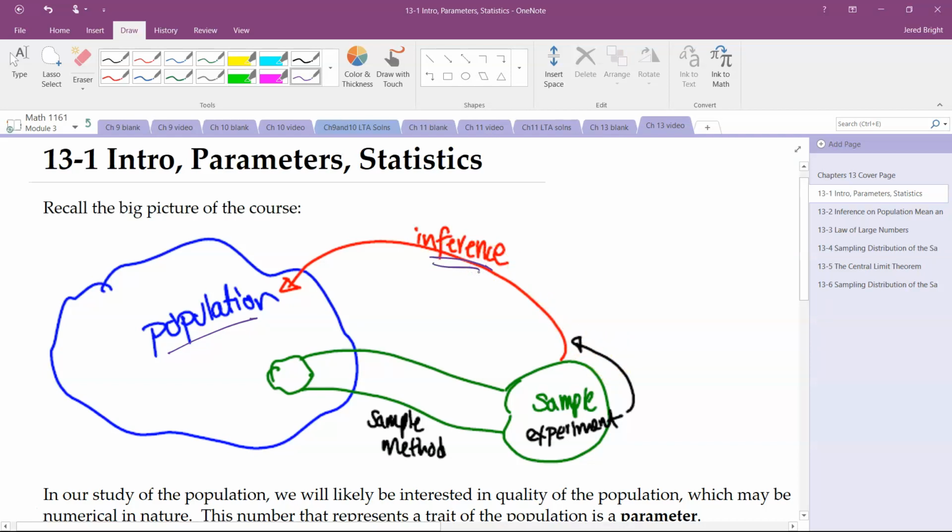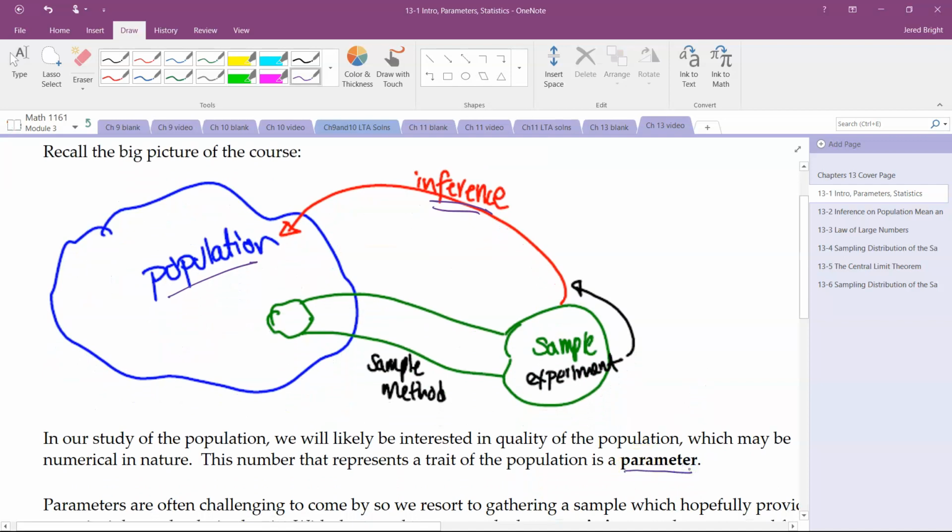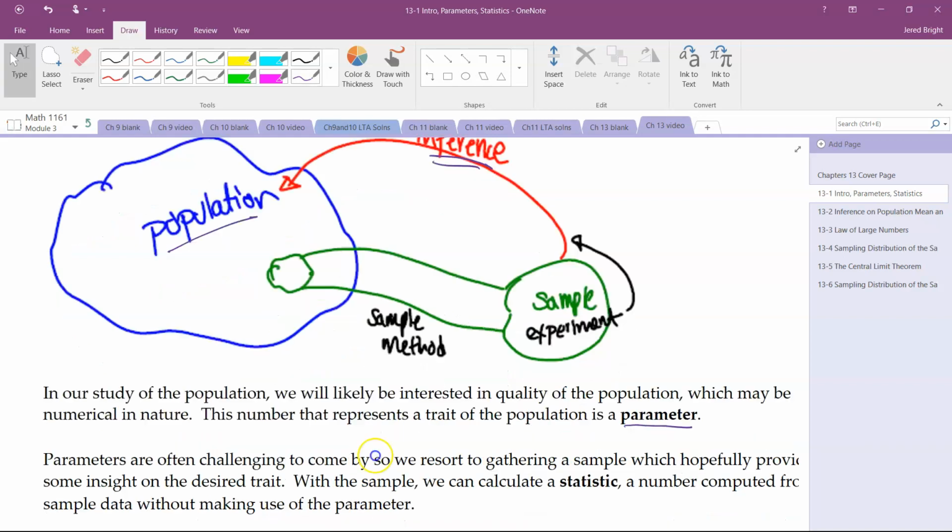Actually, chapter 13 is all about those fundamental principles of making an inference and the mathematical underpinnings here. Nevertheless, we want to be able to say something about a population, and that something is oftentimes what we call a parameter. A parameter is just a number that describes the population. So we want to know a parameter for the population. For example, the mean human body temperature is 98.6 degrees Fahrenheit. That's a parameter. But getting that parameter can be challenging.